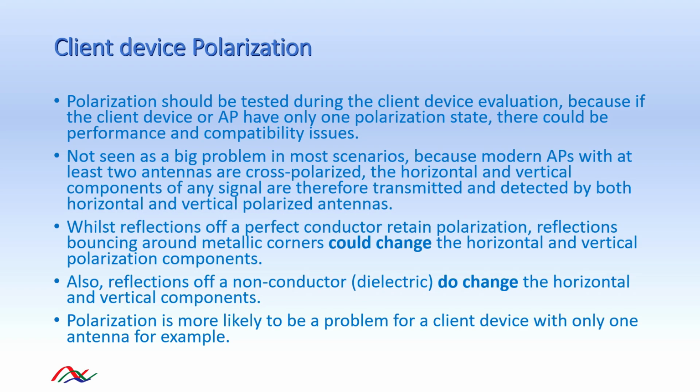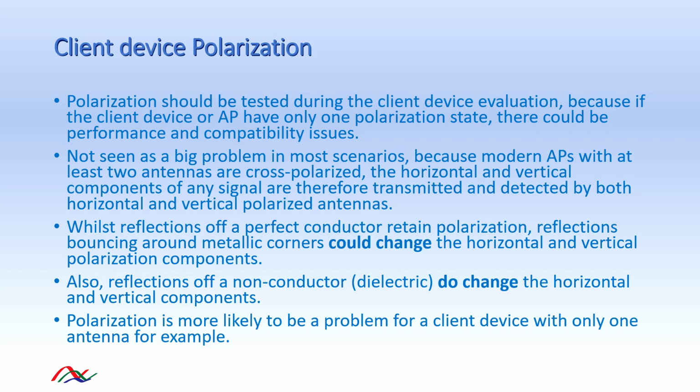One final thing that will affect signal strength is polarization. So polarization should be tested during the client device evaluation, because if the client device or AP have only one polarization state, there could be performance and compatibility issues. It's generally not seen as a big problem in most scenarios because modern APs with at least 2 antennas are cross-polarized. The horizontal and vertical components of any signal are therefore transmitted and detected by both horizontal and vertical polarized antennas.